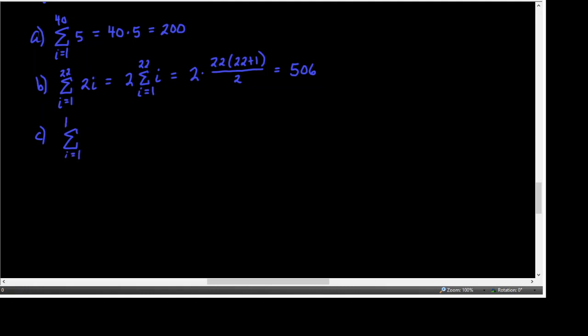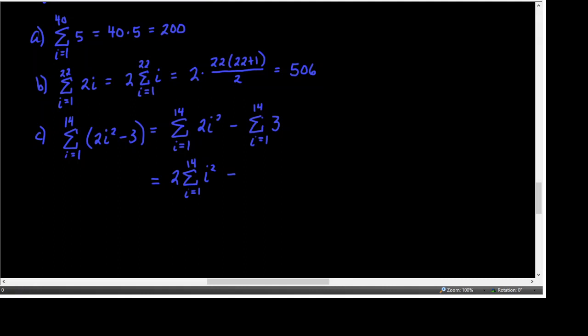Okay, sigma i equals 1 to 14 of 2i squared minus 3. Okay, so I see a difference of two formulas. So I'm going to write sigma of the first formula minus sigma of the second formula. Then that 2 is a constant that I can pull out in front of sigma. So let's do that, leaving i squared inside. Minus, now this one on the right, we're going to be ahead of the one on the left because we're already ready to use the rule for this. So sigma of a constant from i equals 1 to n is the n value, which is 14, times the constant 3.